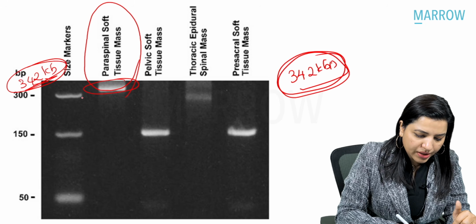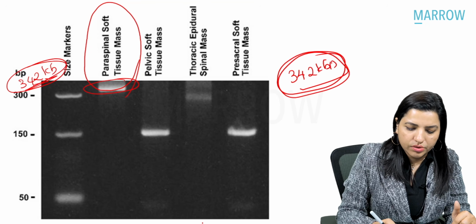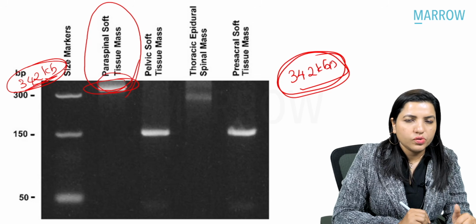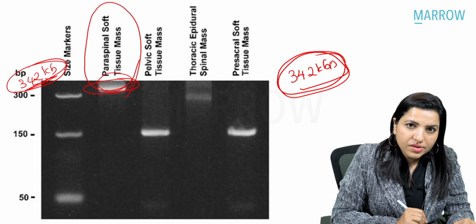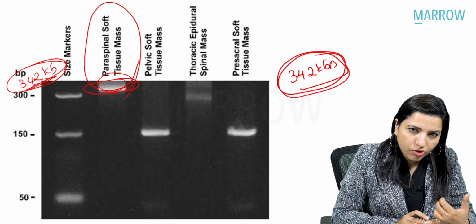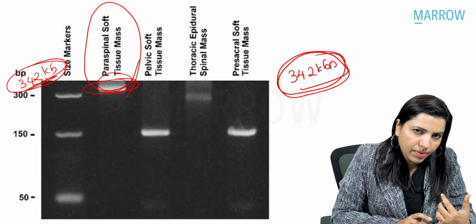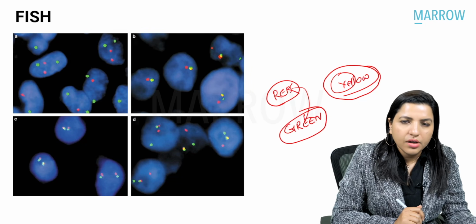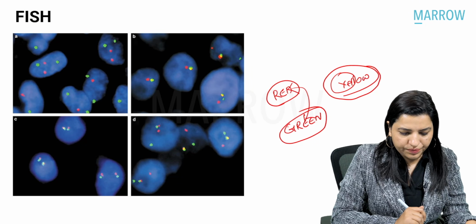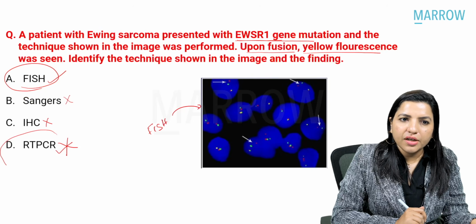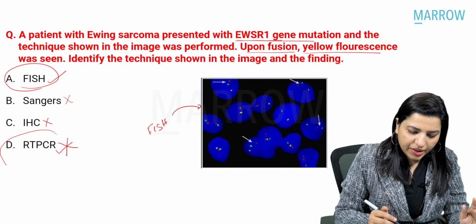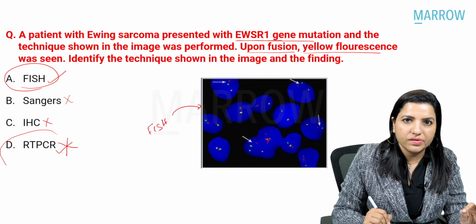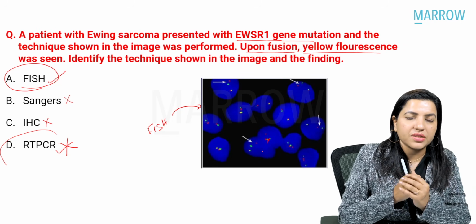You can see that the band is not seen in any other tissue mass, but only in this case. So this is also seen in Ewing's sarcoma. So Ewing sarcoma we can study using two molecular biology techniques. One is this RT-PCR. The second is the multicolor FISH. In multicolor FISH, because of the fusion, we are getting a yellow fluorescence. That is what is shown here, a yellow fluorescence, because the red and the green are mixing to produce that yellow fluorescence.